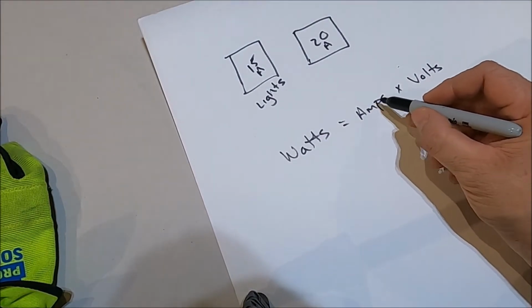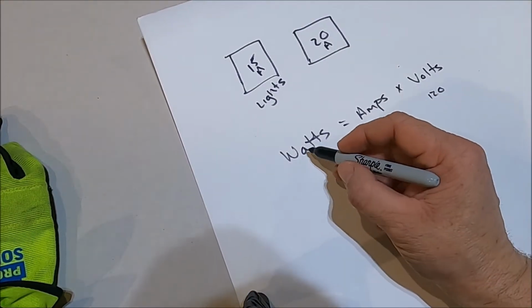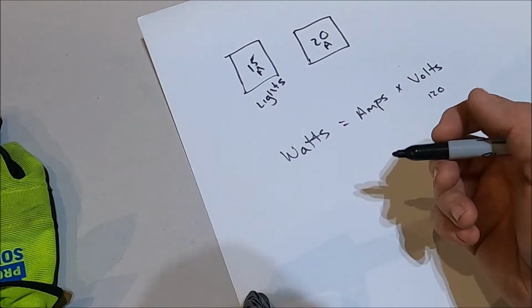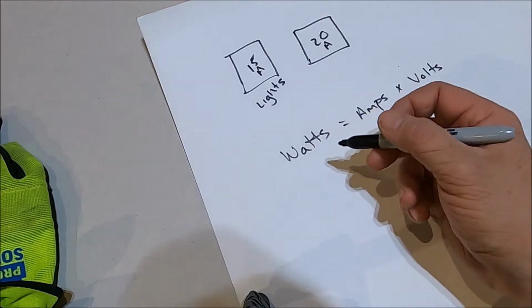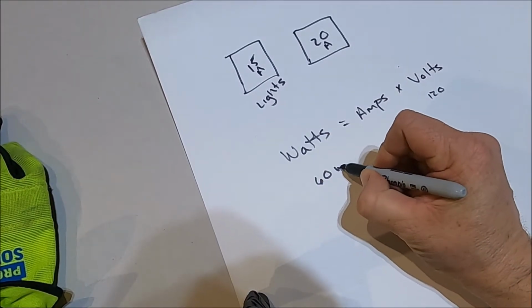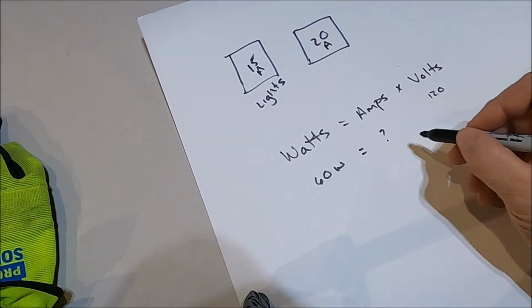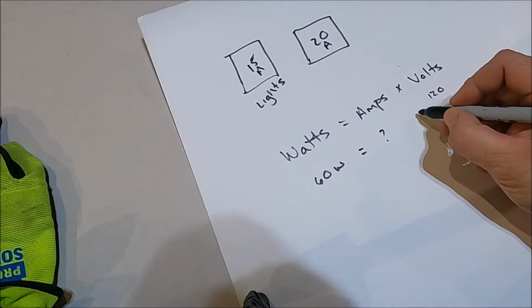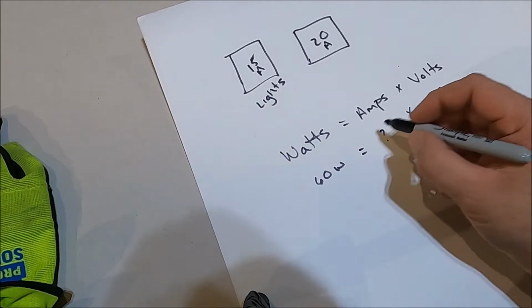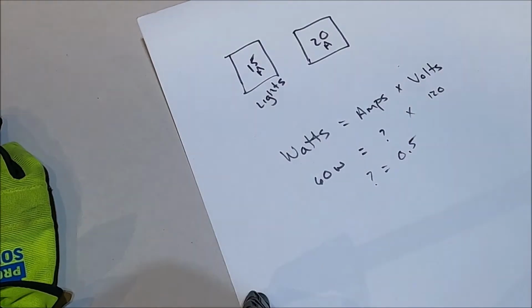Your amps, you may not know yet, but whenever these corporations try to sell you stuff, usually they'll put the wattage on your light fixture. So say you have a 60 watt light bulb. So 60 watts equals, we don't know how many amps, I guess if you're into algebra you can use x there, times 120 volts. So using some mathematical calculations, this is going to draw a half an amp.